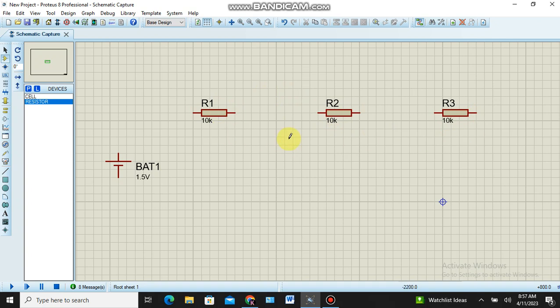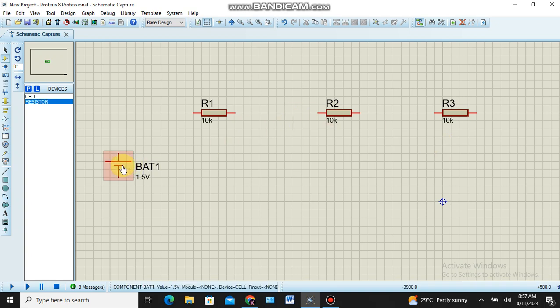So the total resistance of the entire circuit is simply the addition of R1 plus R2 plus R3. Likewise, the total voltage given to this circuit will be the drop across each resistor. That means the voltage across R1 plus the voltage across R2 plus the voltage across R3 will be the total voltage. This we are going to check now.